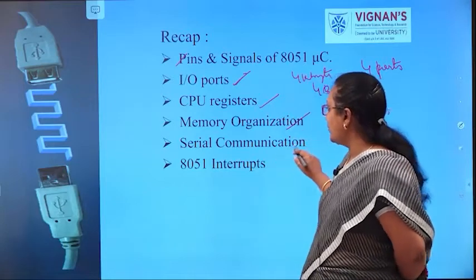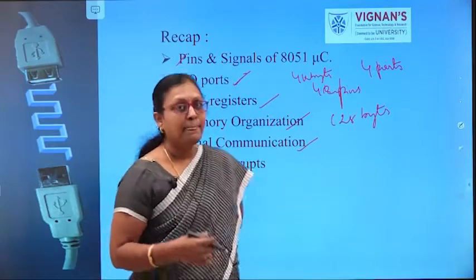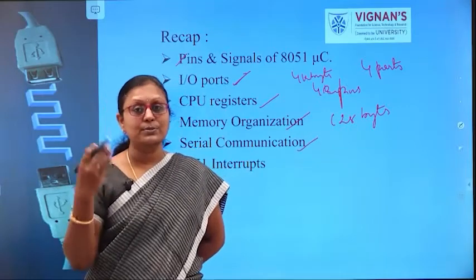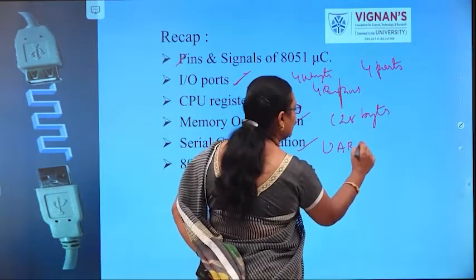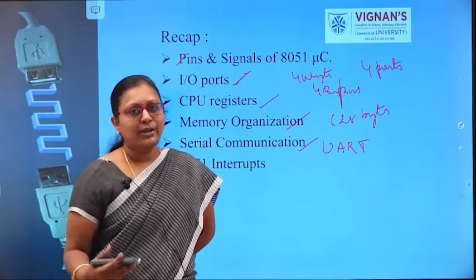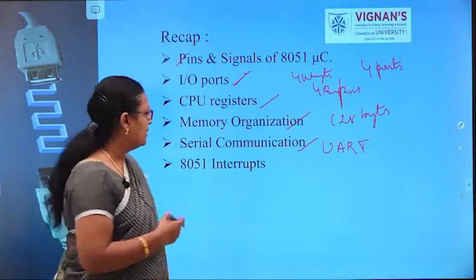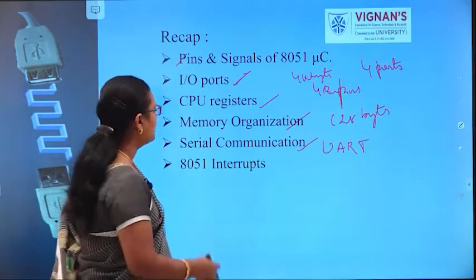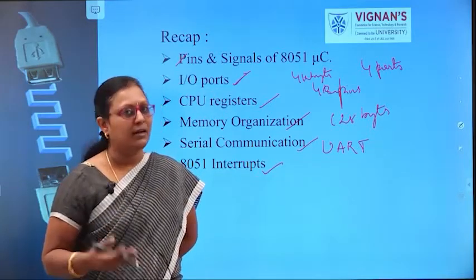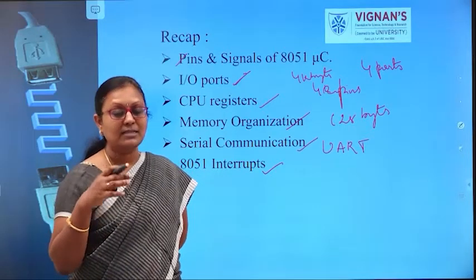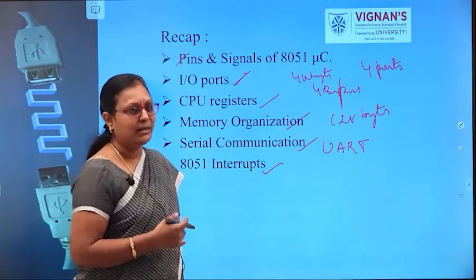In serial communication we have discussed the meaning of serial communication, the types of serial communication, and the protocols that come along with it. Mainly we have discussed the UART protocol, why we are not going for parallel communication, and the disadvantages of parallel communication. Everything we have come across in that serial communication topic, right? And the next one is 8051 interrupts. We have discussed the types of interrupts, how these interrupts can be enabled, and how the enabled interrupts can be prioritized while you are programming. So everything we have come across with the 8051 interrupts.